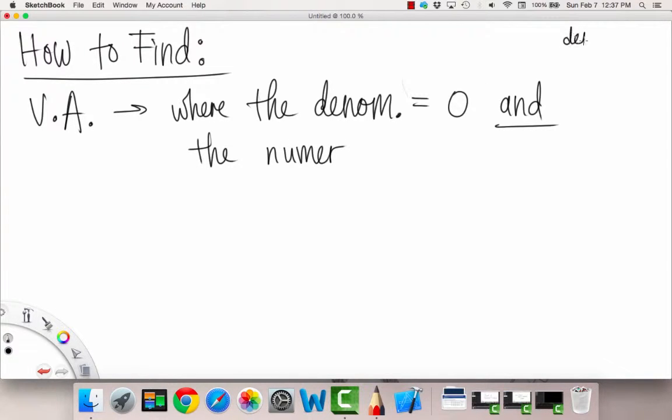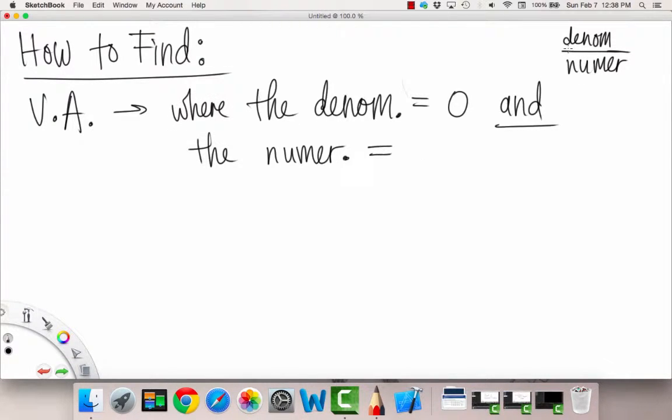So numerator over denominator, right? That's just the structure of a ratio or a fraction. And the numerator is not equal to 0. Okay, so what does it mean, like where? That means your x value, or whatever variable you have, makes your denominator equal 0.